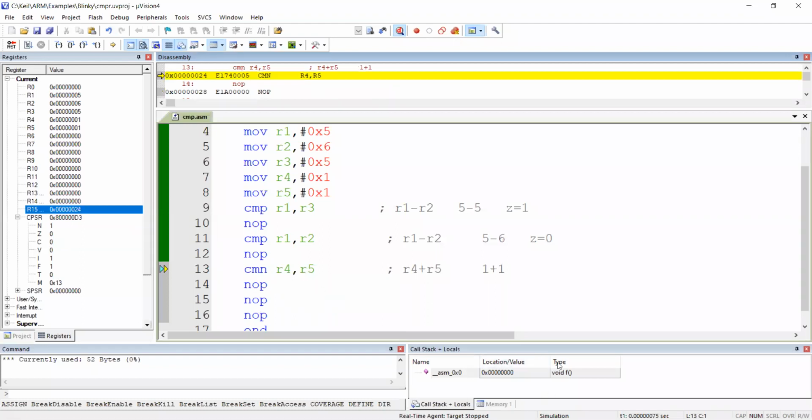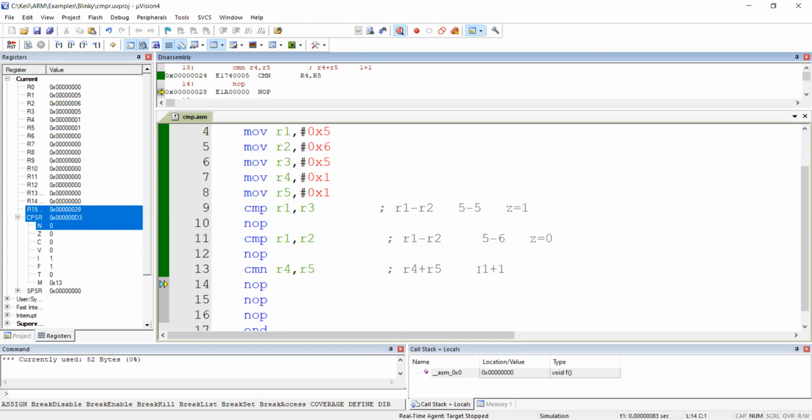Okay, now let's go for the work of R4 and R5, 1 plus 1. Don't worry about magnitude, whether it is 2 or binary. Just think whether the answer will be positive or whether a carry will be generated. Like that we have to think. So let's see now.